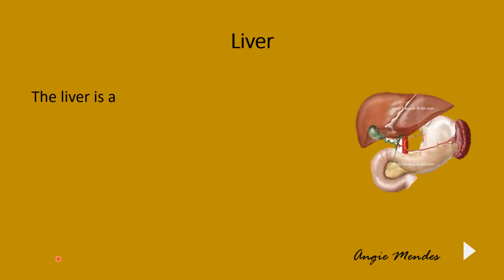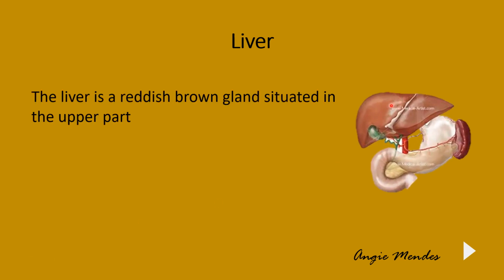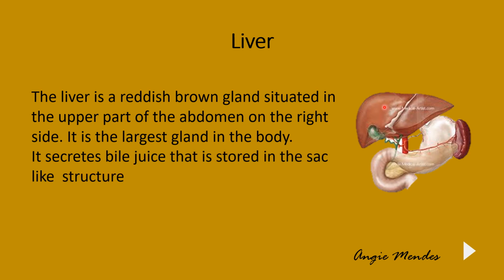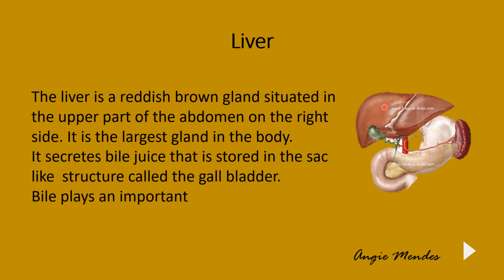Liver. The liver is a reddish-brown gland situated in the upper part of the abdomen on the right side. It is the largest gland in the body. It secretes bile juice that is stored in a sac-like structure called the gallbladder. Bile plays an important role in the digestion of fats.